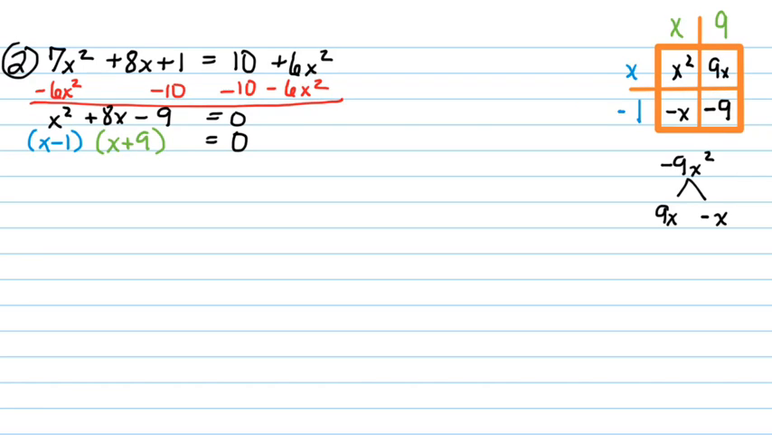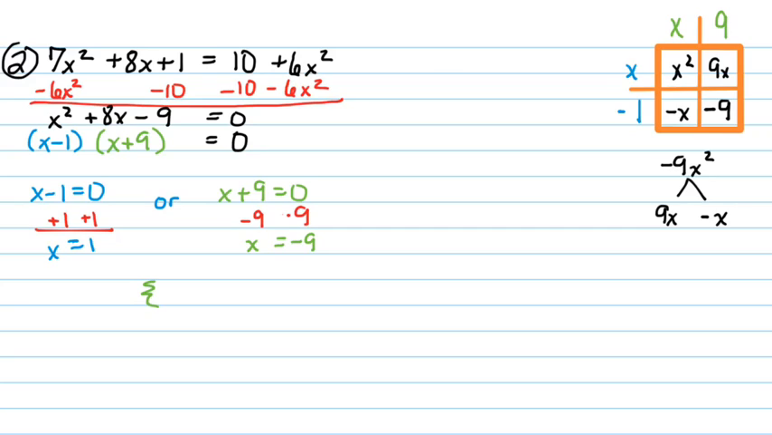Just like last time, we're going to take those two factors, and we're going to set them equal to 0 each. So x minus 1 equals 0. I solve by adding 1. And so x is equal to a positive 1. Or I could have x plus 9 equals 0. I subtract 9 from both sides. And x is equal to a negative 9. So my solution set, when I put them in order from least to greatest, is negative 9, comma 1.